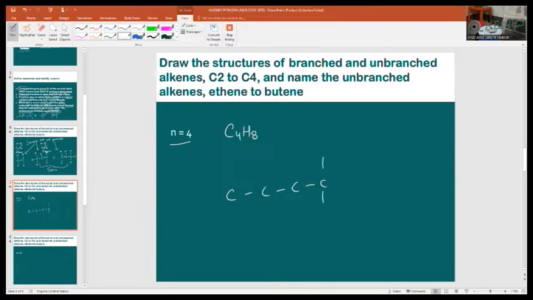Now I will place a carbon-carbon double bond between any 2 carbon atoms. I'm placing it in the middle. If you want, you can count the number of carbon atoms and hydrogen atoms. You will get C4H8.